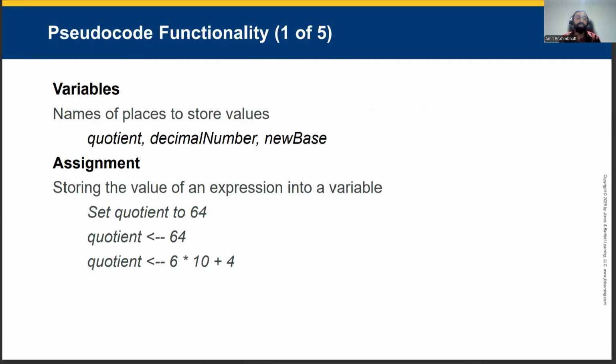The slide offers examples like set quotient to 64, quotient 6 multiplied by 10 plus 4. These examples show how pseudocode captures arithmetic operations and updates stored values. Understanding variable assignment is essential because it reflects how computers manage and manipulate data. Even though pseudocode doesn't follow strict syntax, these operations mirror the precise steps a real program must implement.